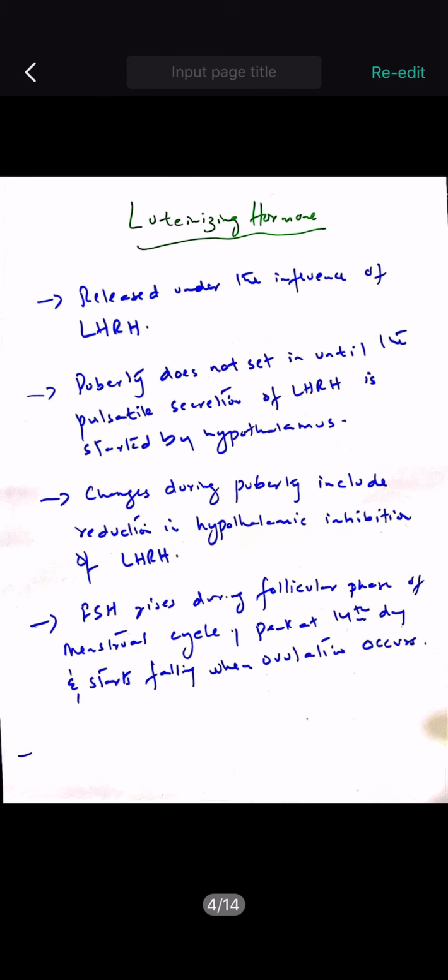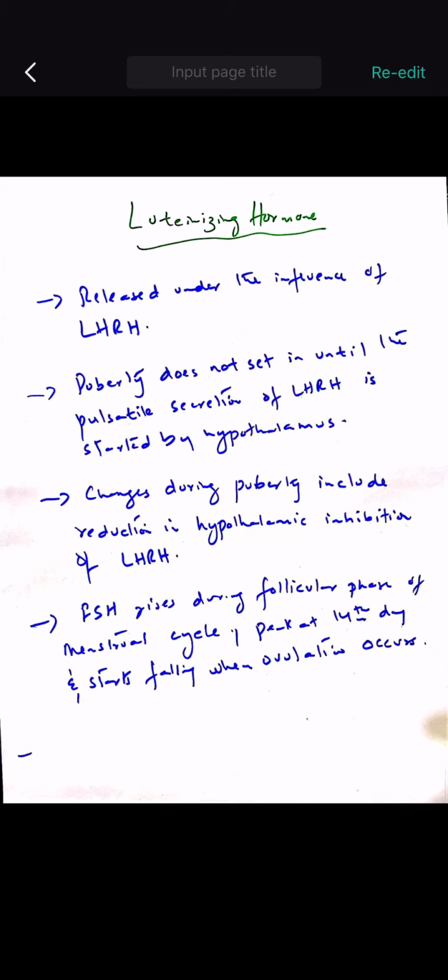Now luteinizing hormone. Luteinizing hormone is released under the influence of luteinizing hormone releasing hormone, also known as LHRH, and puberty does not set in until the pulsatile secretion of LHRH is started by the hypothalamus. The changes during puberty include a reduction in the hypothalamus's inhibition of LHRH, because the hypothalamus usually inhibits LHRH.